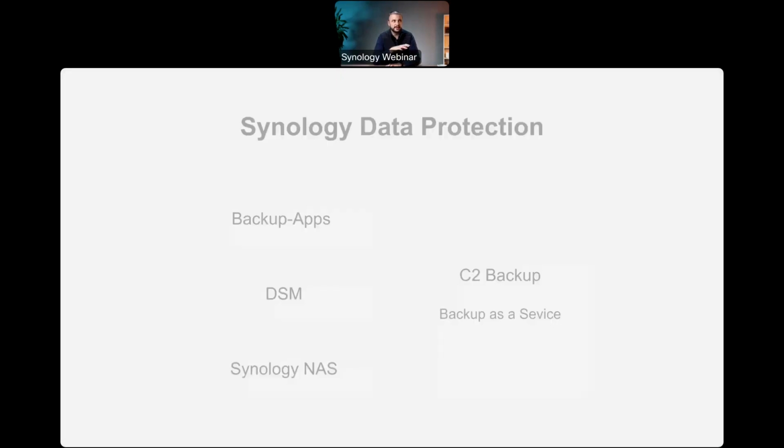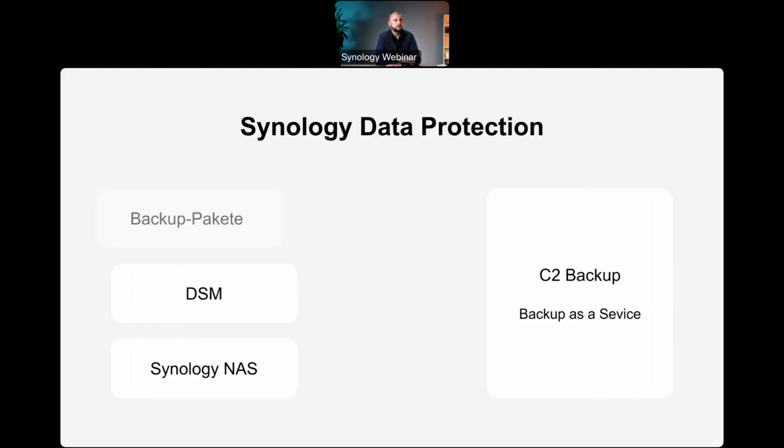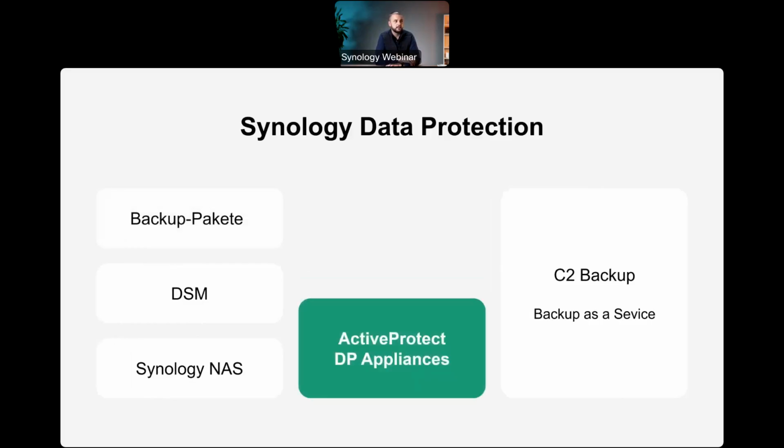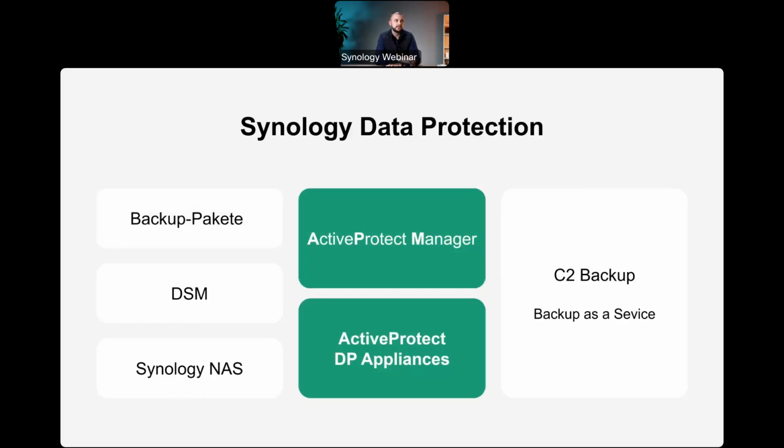So if we would take our data protection philosophy and set of apps and our existing portfolio, what it looks like at the moment is that we have our backup applications, our DSM and Synology NAS, and on the other side you have C2 backup to do remote site backup. Now, as a big addition to our existing portfolio, we are adding ActiveProtect DP appliances. And on top of that, our new operating system is going to be called ActiveProtect Manager.